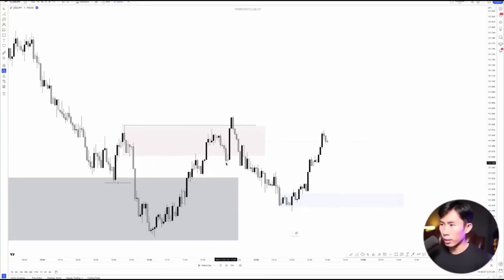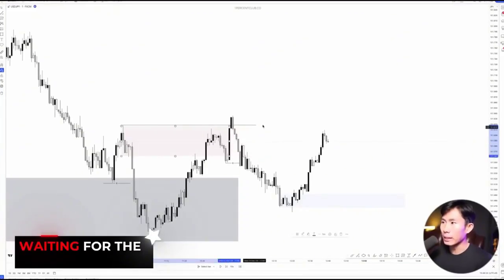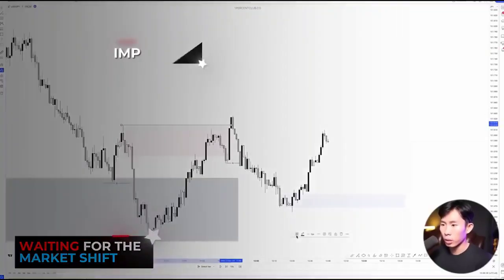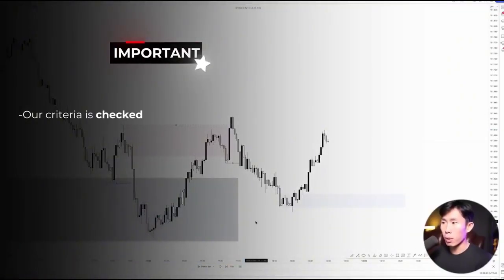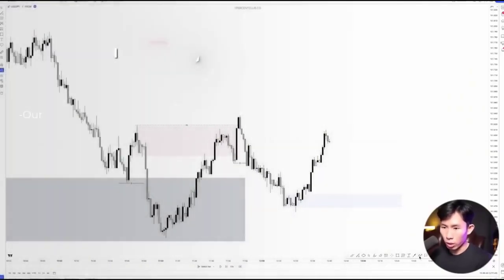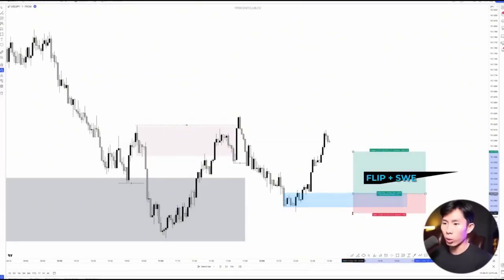And then we know that this liquidity has been swept as well, and now we are just waiting for the market shift. But in this case, the market shift has already happened, where price went up there and closed above this last high right here. So looking at this, we pretty much got all our criteria checked. Now it all comes down to just waiting for price to pull back to my flip plus sweep zone that we have right here. That is where I can look for my entry.